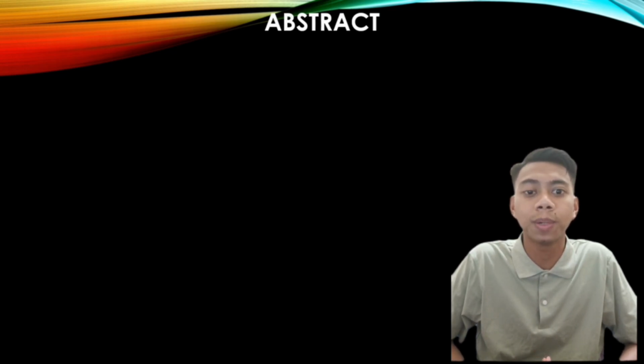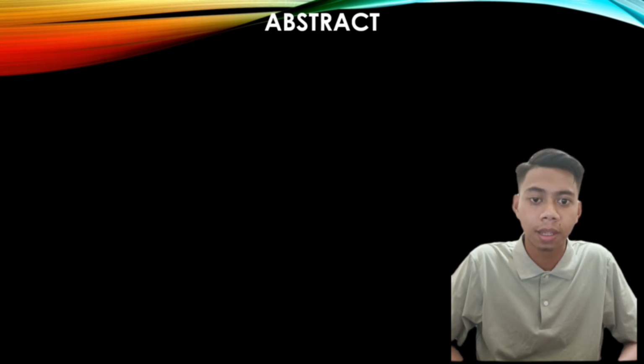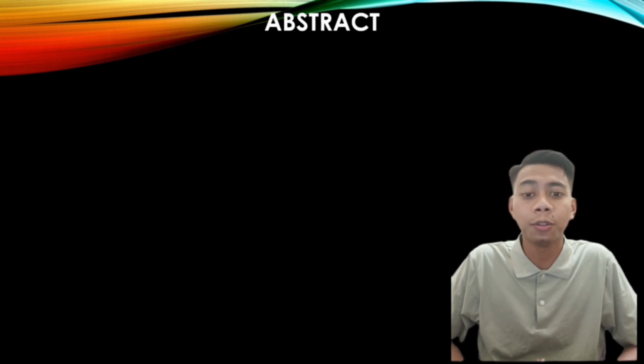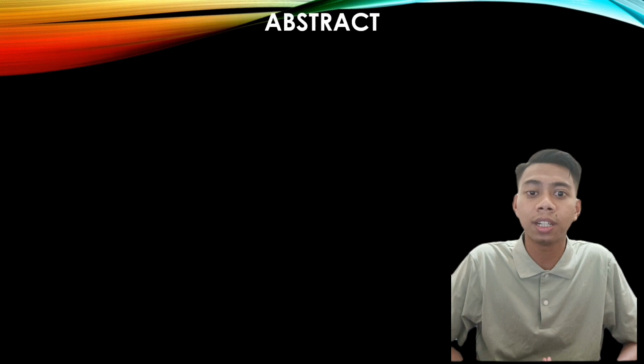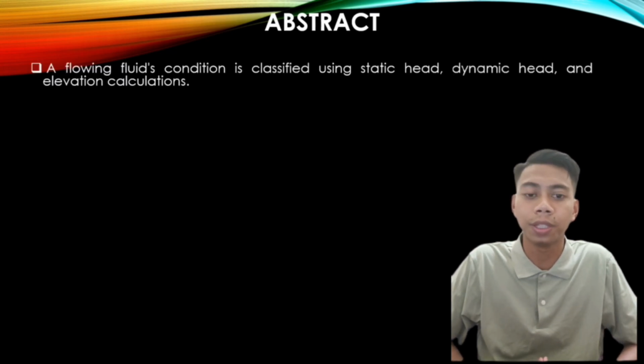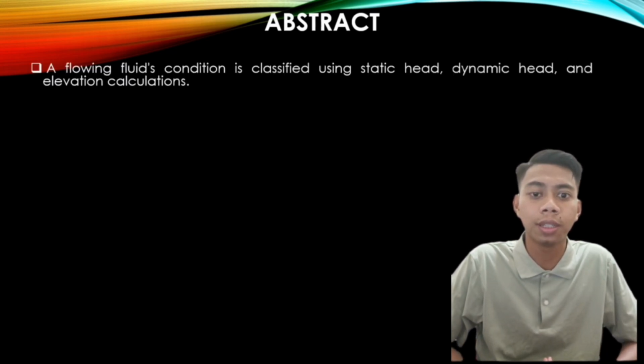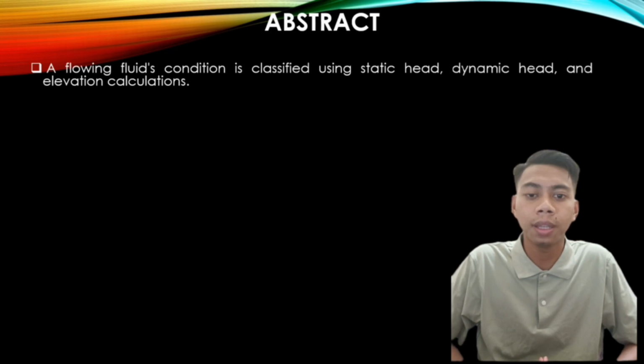Today I will present about the experiment that has been done by my group. First of all, I will explain the abstract of this experiment. Bernoulli concepts are still used today to calculate the pressure around a fluid moving at a certain speed. A flowing fluid condition is classified using static head, dynamic head and elevation calculation. The Bernoulli equation contains the explanation for the principle in this experiment.